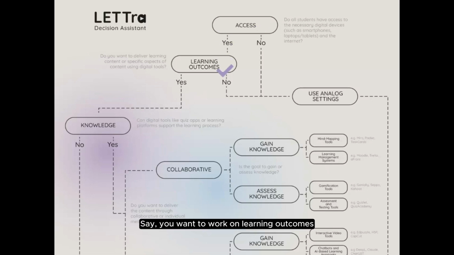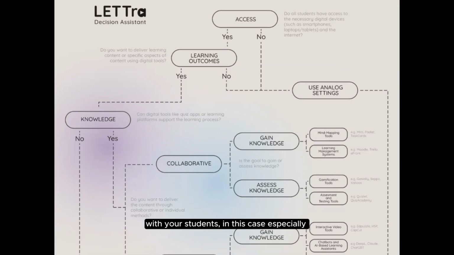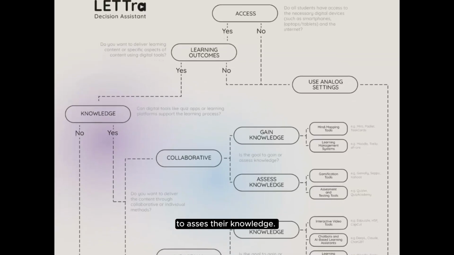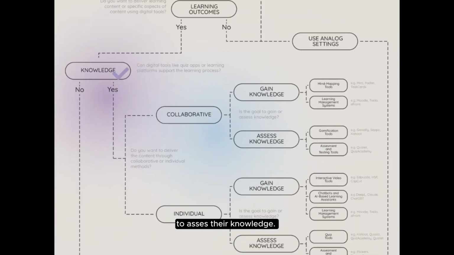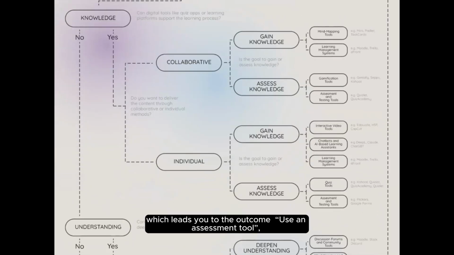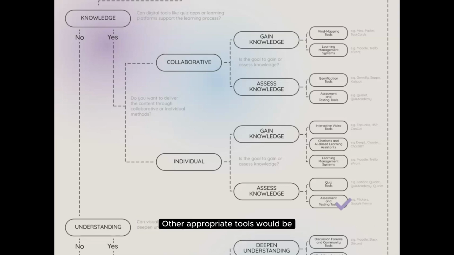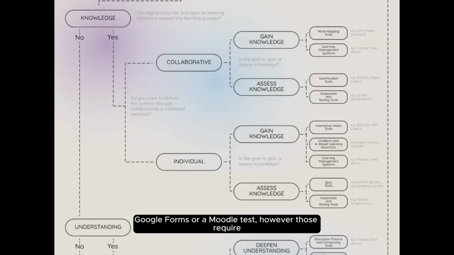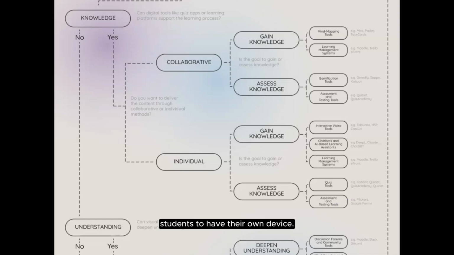Say you want to work on learning outcomes with your students, in this case especially to assess their knowledge. This should be an individual task, of course, which leads you to the outcome: use an assessment tool, since we want to test the students' individual capabilities. Other appropriate tools would be Google Forms or a Moodle test. However, those require students to have their own device.